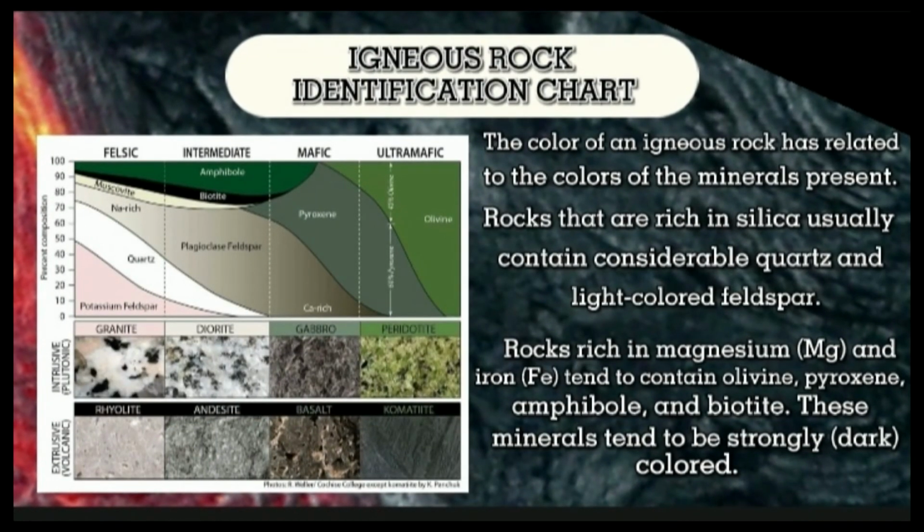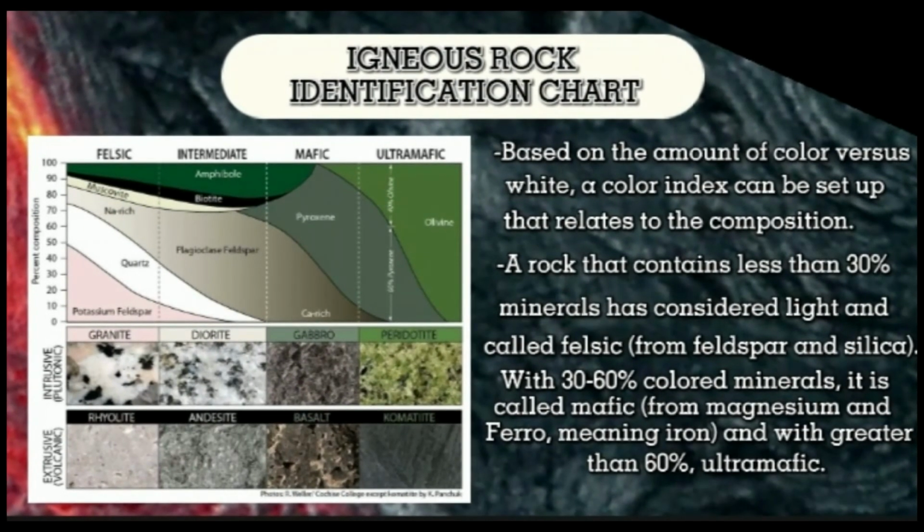Igneous rock identification chart. The color of an igneous rock is related to the colors of the minerals present. Rocks that are rich in silica usually contain considerable quartz and light-colored feldspar. Rocks rich in magnesium and iron tend to contain olivine, pyroxene, amphibole, and biotite. These minerals tend to be strongly dark-colored. Based on the amount of color versus white, a color index can be set up that relates to the composition.